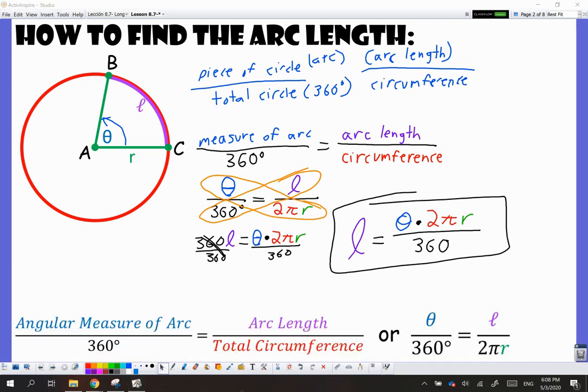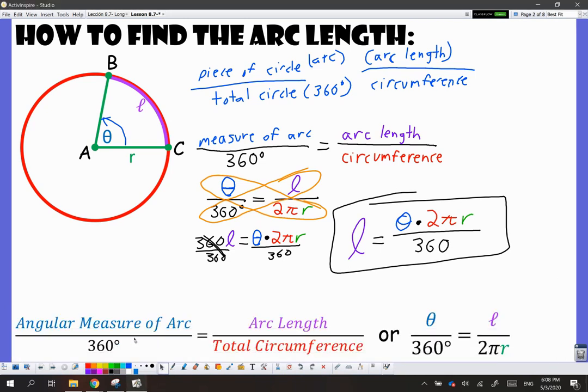Of course, we can always remember to set up the proportions as well. If that helps you remember, the proportion, we have the angular measure of the arc over 360 equals the arc length divided by the total circumference. Or in symbolic form, we have it over here. All right. So that is arc length.